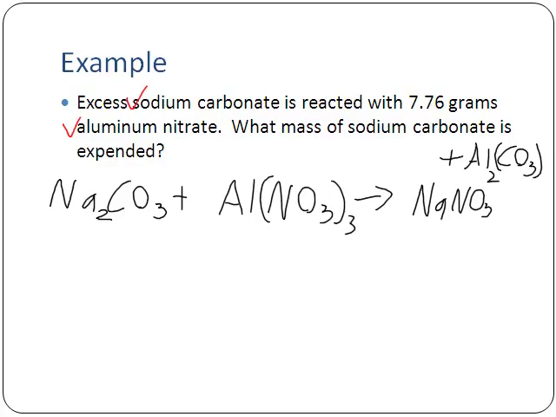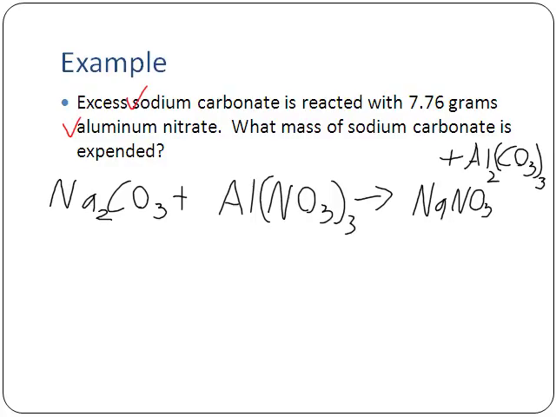Next step is to balance the equation. Write and balance the equation. We've already written out most of it. We just need to balance it here. So here we have 2 sodiums on the left, only 1 on the right. So let's go ahead and put a 2 in there. When we do that, however, that gives us 2 NO3s. We don't like that because on the other side we have 3 NO3s.